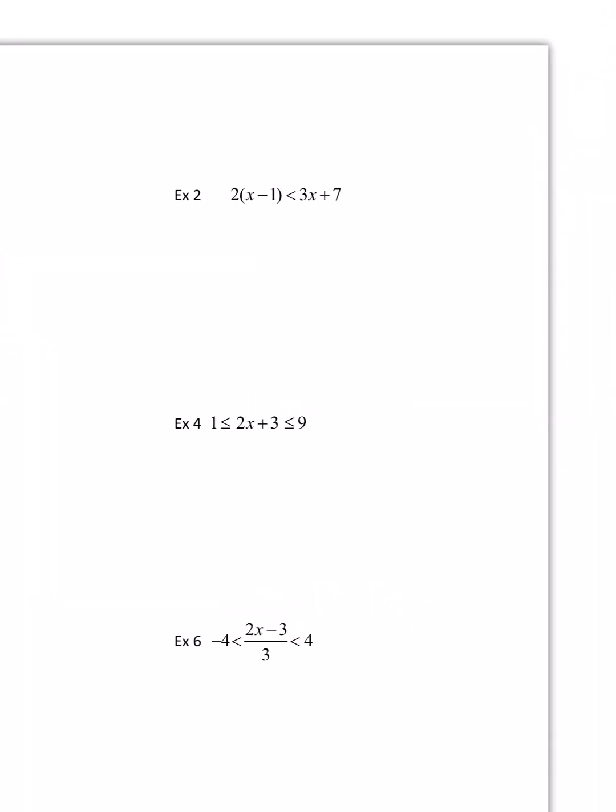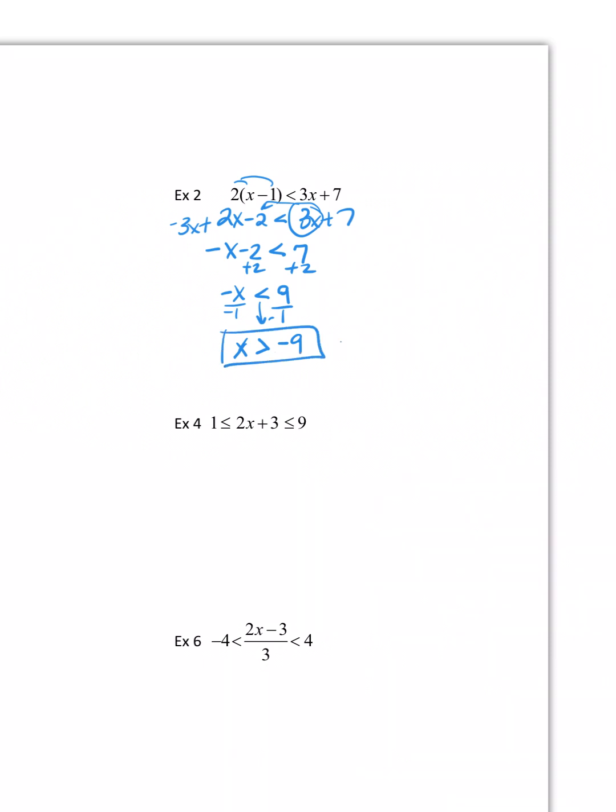Number 2. All right. First thing I would do is get rid of those parentheses. So let's distribute. 2x minus 2 is less than, that's a 3x plus 7. Okay, again, I'm going to move my 3x over here by subtracting it. That gives me negative x minus 2 is less than 7. Add 2. So I have negative x is less than 9. Now I need to divide by negative 1. So remember, when you divide by a negative number with inequalities, you have to reverse the inequality. This becomes a greater than. So x is greater than negative 9.